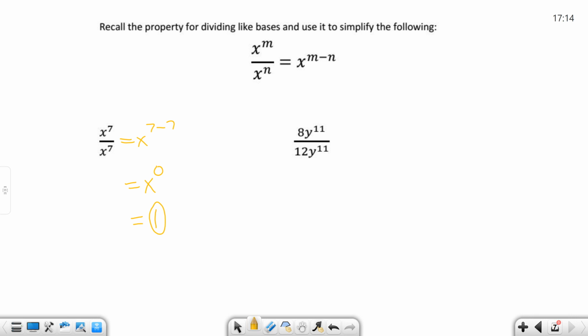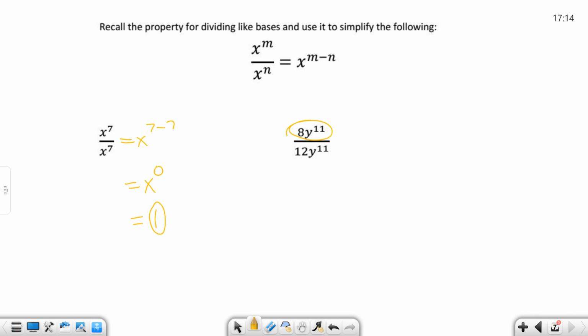And actually in that video, the dividing like bases video, I have an example of one like this thought about in a different way. So that may help you grasp it a little bit too if you go watch that as well. All right, so what if there's coefficients on it? It's still the same thing.